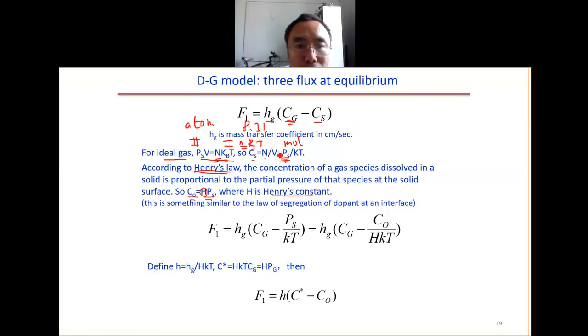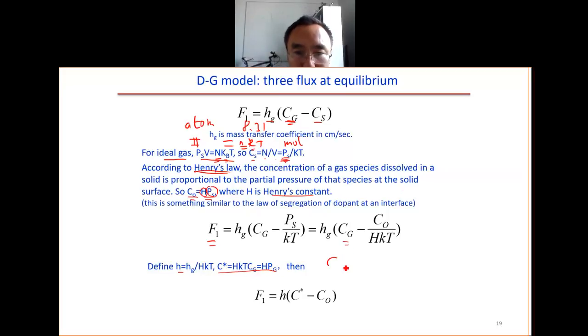Then we rewrite this. F1 equals hg times Cg minus Cs, with Cs given by Ps over kT. So it equals Cg minus C0 over H, since Ps is C0 over H, then over kT. Now we define H as hg over HkT. Then we also define C star equal to HkT Cg, that is, H Pg.